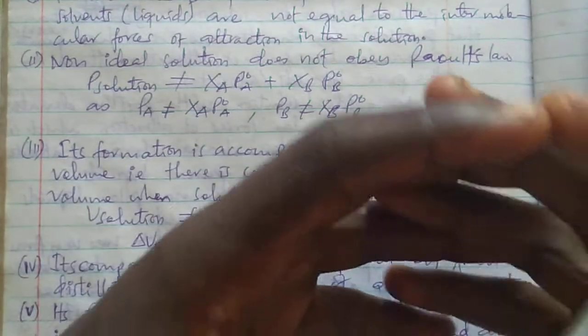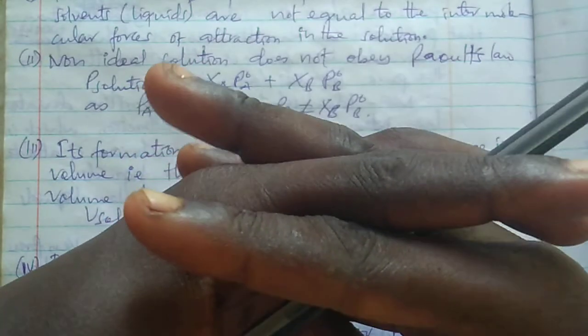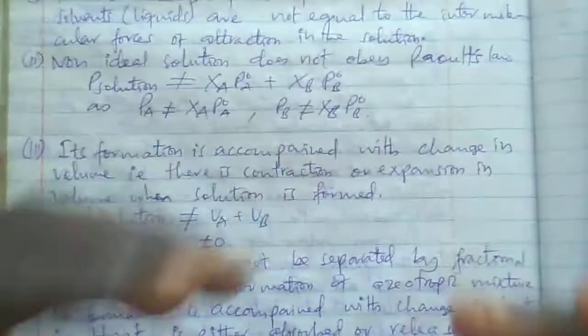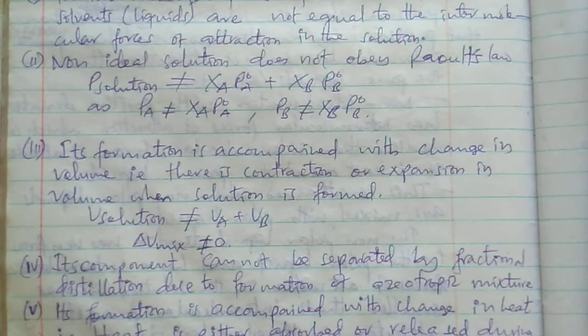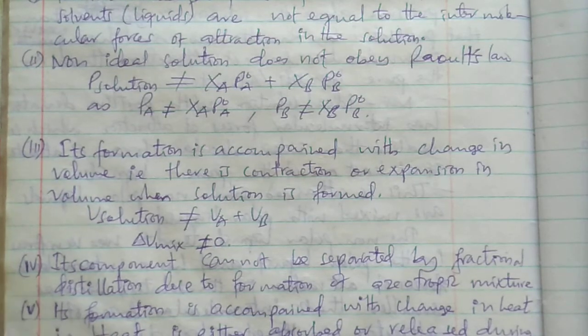Kwa vitu vinavyovutana, ile force of attraction inavyozidi ku-increase, volume yake ina-decrease. Lakini force of attraction inavyozidi ku-decrease, volume yake also ina-increase. So intermolecular force of attraction varies inversely proportional to the volume.